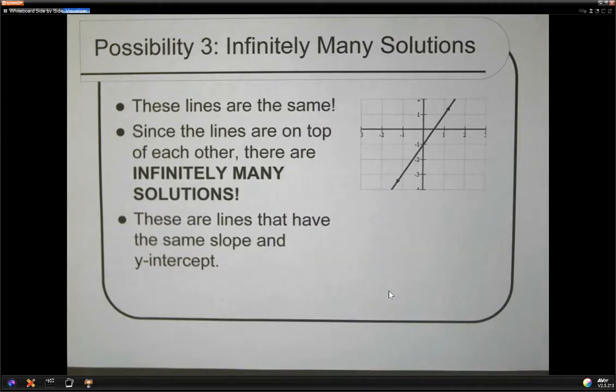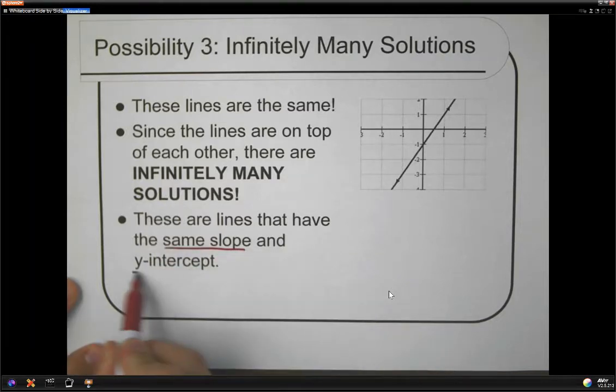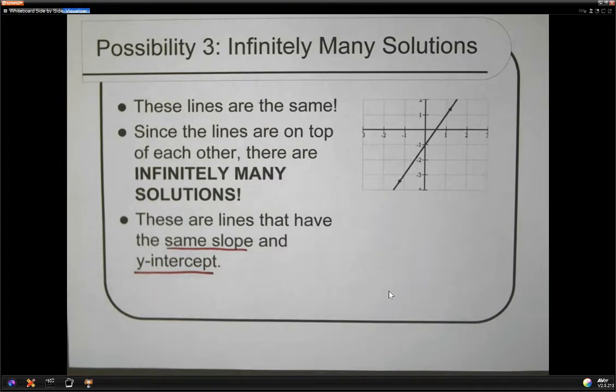Now again, when looking for this, something that you may look for is that these lines have the same slope and the same y-intercept. So those are the two things that we're looking for in the equations. Notice the slight difference from the no solution case. For no solution, they had the same slope, however, not the same y-intercept. So there's that slight difference there.